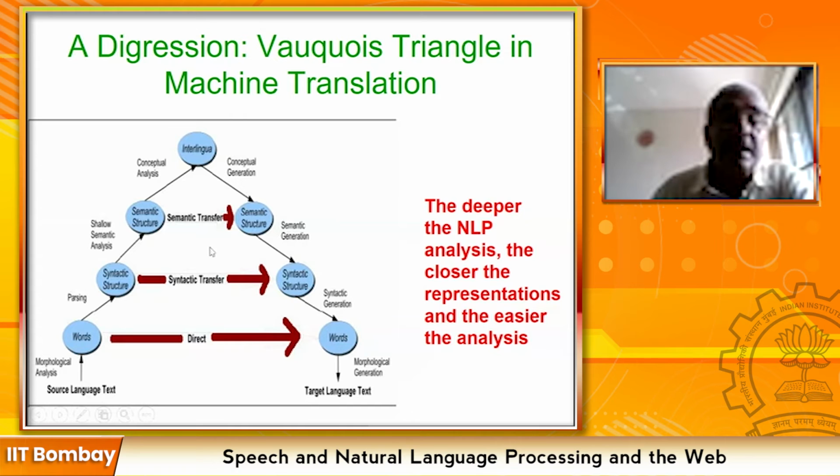So this triangle is called the Vauquois triangle, very famous in NLP and in machine translation. Can you please verify you are looking at the Vauquois triangle on the screen? Yes, sir. Yes, sir. Okay.